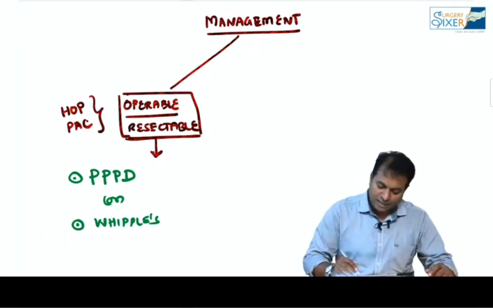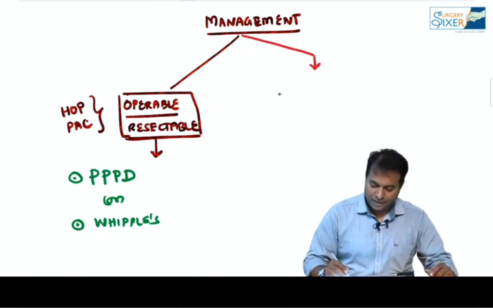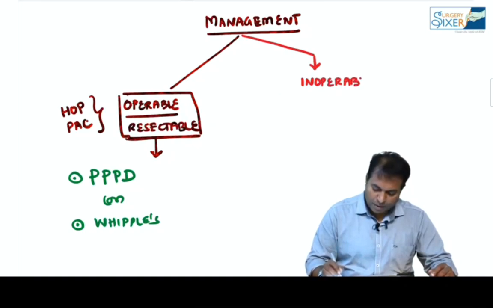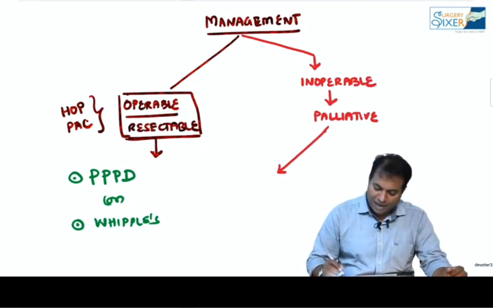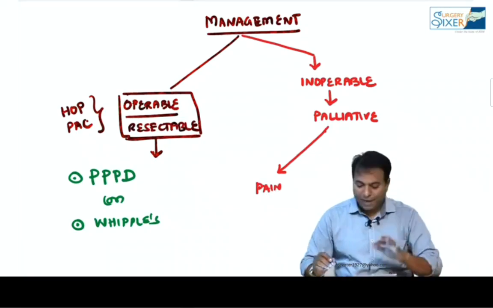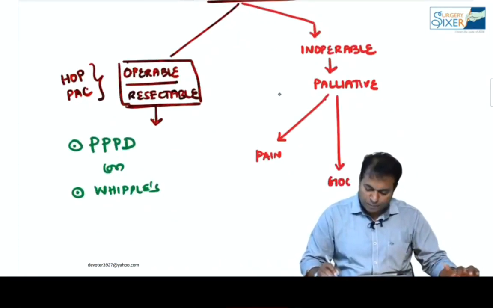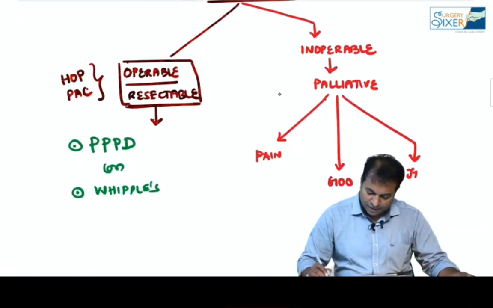So now let me discuss the majority procedure done by us on pancreas, that is for inoperable patients. For inoperable patients, we do palliative procedures. What are the palliative procedures done? You should know. Palliative means what are the things we palliate? We palliate pain, the pain caused by the pancreatic cancer. We palliate the gastric outlet obstruction caused by the cancer. We palliate the jaundice caused by the cancer.